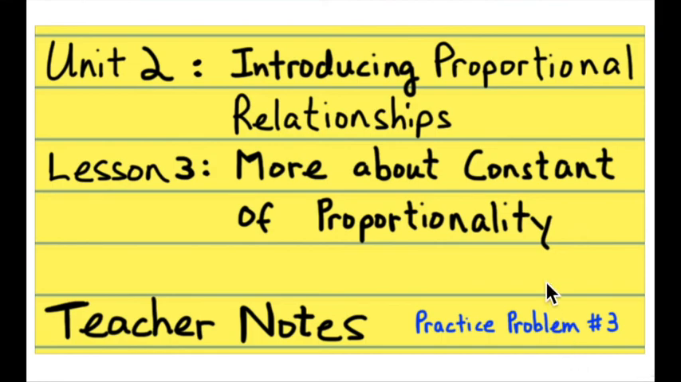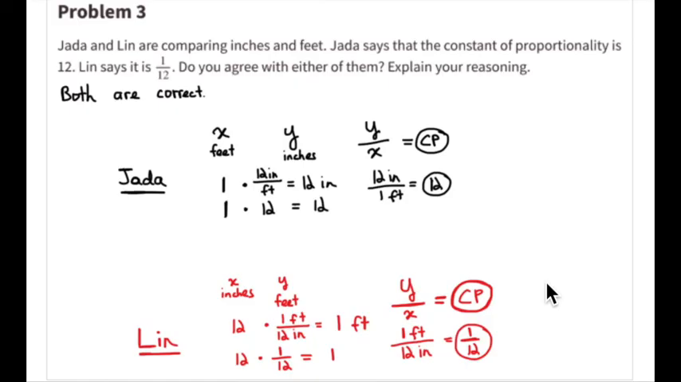This is practice problem number 3. In practice problem number 3, Jada and Lynn are comparing inches and feet. Jada wants to use a constant of proportionality of 12. Lynn says the constant of proportionality is 1/12. So do you agree with either one of them, or are both of them correct?